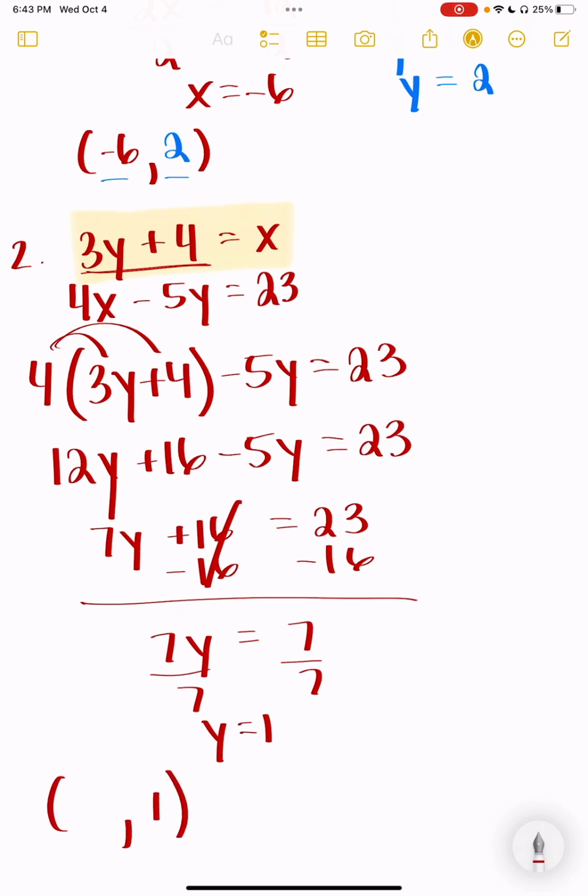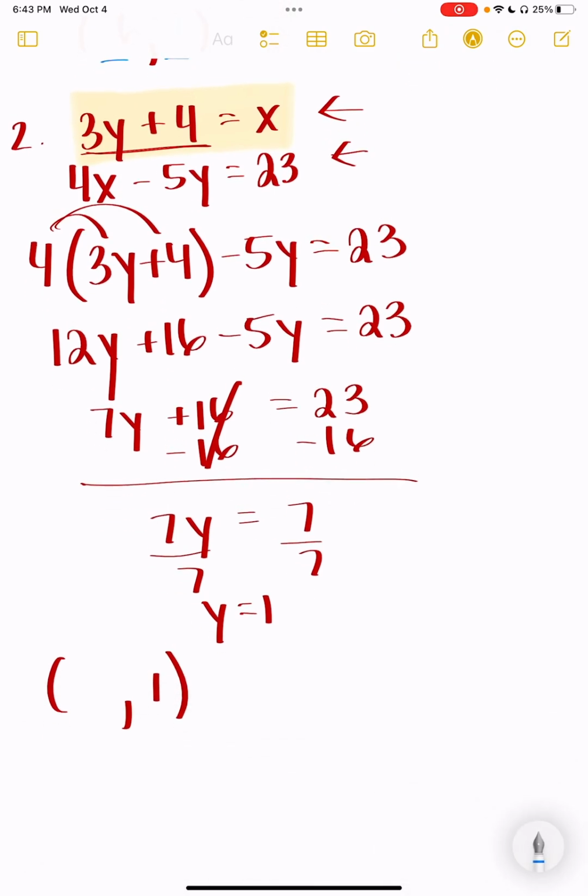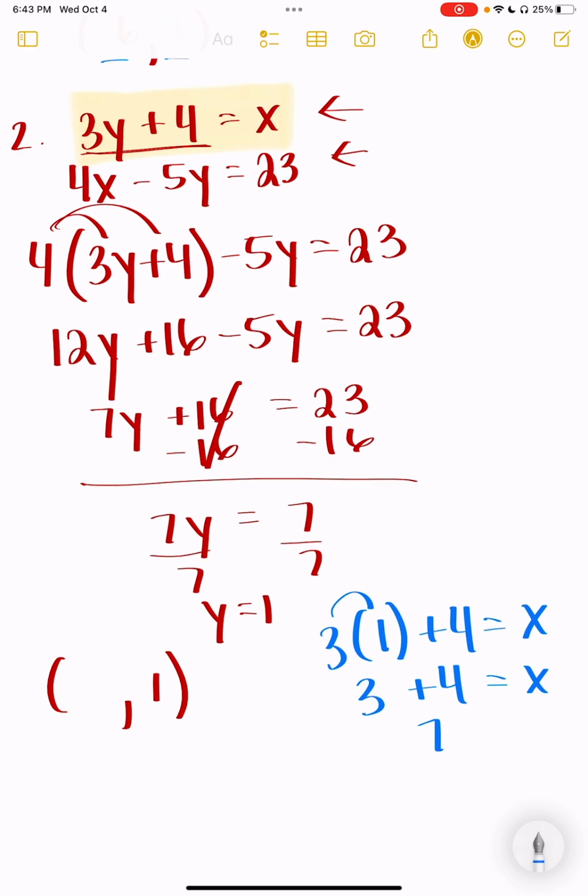We don't know what x is yet, so we're going to take that 1 for y and plug it into either one of these equations and solve for x. I'm going to use the first equation because it already has it set up as x equals. So you have now 3. Instead of writing y, you're going to put the 1 in parentheses, plus 4 equals x. We know that 3 times 1 is 3, plus 4 equals x, and 3 plus 4 is 7, which is x. And now we have our ordered pair. And again, if we plug these x and y values into either of the equations, it will give you a true statement at the end.